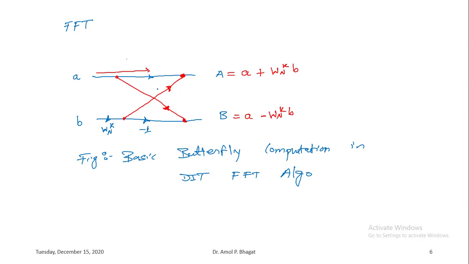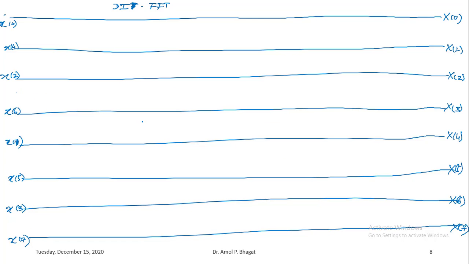Okay, this is the basic structure, correct? Here 1 is getting multiplied with the input, and here the twiddle factor and -1 are getting multiplied. Okay, so likewise we'll draw these structures here. Here 1 is getting multiplied, and here this -1 will be there.